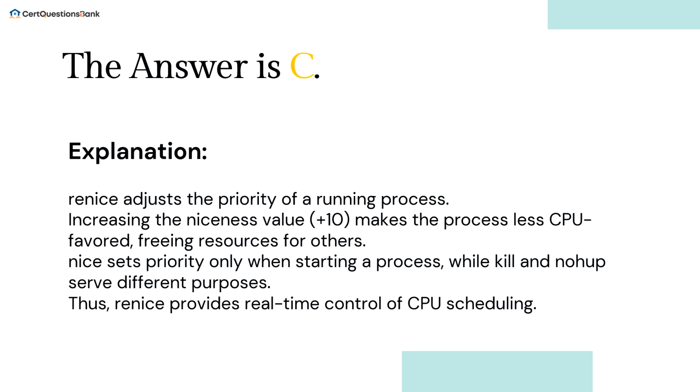Renice adjusts the priority of a running process. Increasing the niceness value, for example +10, makes the process less CPU favored, freeing resources for others. Nice sets priority only when starting a process, while kill and nohup serve different purposes. Thus, renice provides real-time control of CPU scheduling.